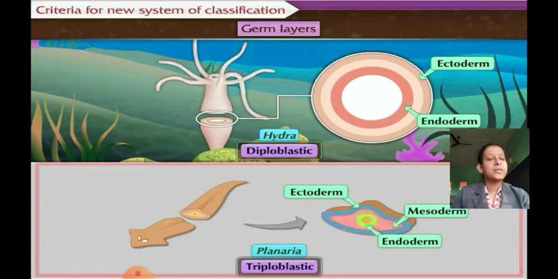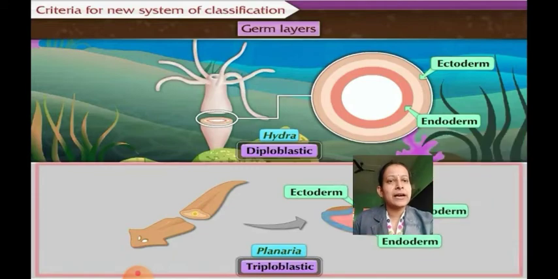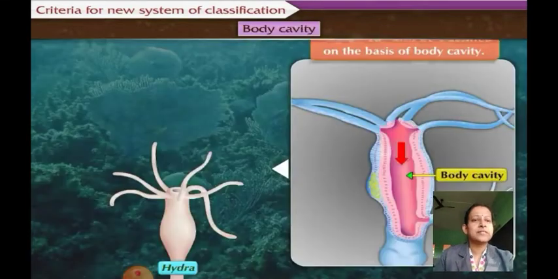Whereas in the case of triploblastic there are 3 layers, including the mesoderm: ectoderm, mesoderm and endoderm. Mesoderm is the middle layer, ectoderm is the outer layer, and endoderm is the innermost layer. Such animals which have 3 layers are called triploblastic, and those with 2 layers are diploblastic. Okay, now next we will see the classification on the basis of body cavity.